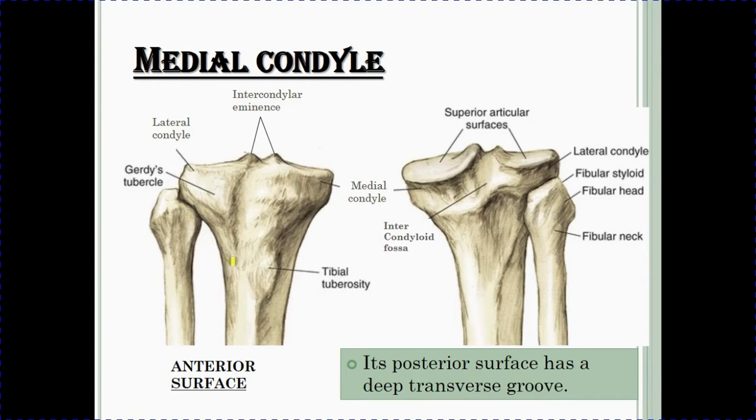This is the anterior view of the medial condyle, and this is the posterior view of the medial condyle. When you look at the posterior surface of the medial condyle, there is a deep transverse groove present. Now this is the deep transverse groove present on the posterior surface of the medial condyle of the tibia.